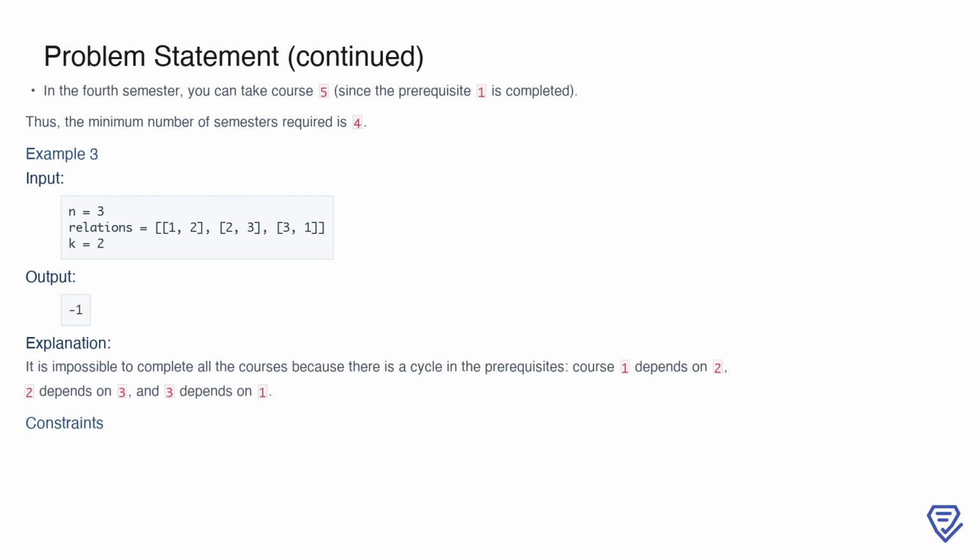Now consider a scenario where n equals 3, relations is [1,2], [2,3], [3,1], and k is 2. In this case, it is impossible to complete all the courses because the prerequisites form a cycle. Specifically, course 1 depends on course 2, which depends on course 3, which in turn depends back on course 1. The circular dependency means there is no way to start or finish any of the courses, so the output for this case would be -1. Identifying and handling cycles is an important part of solving this problem.